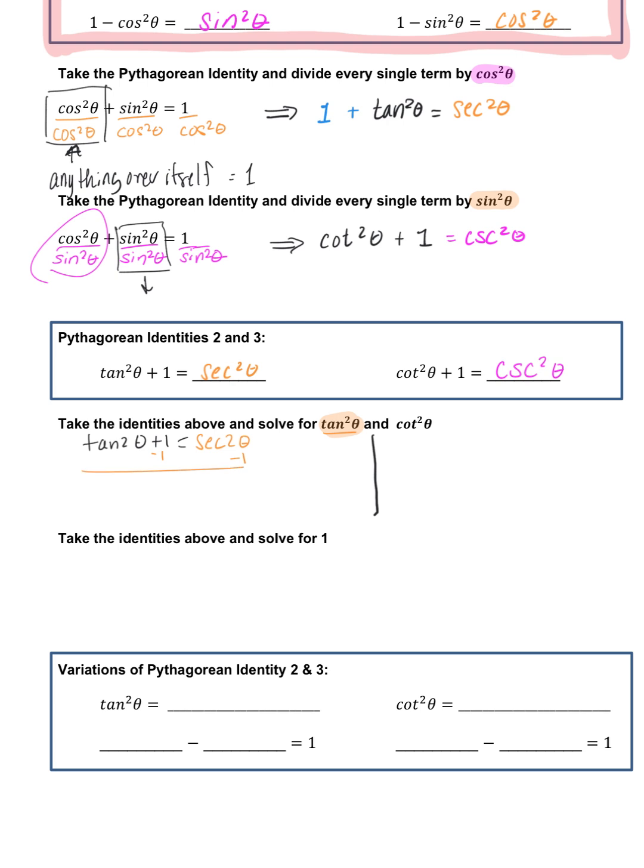So we get tangent squared theta equals secant squared theta minus 1.